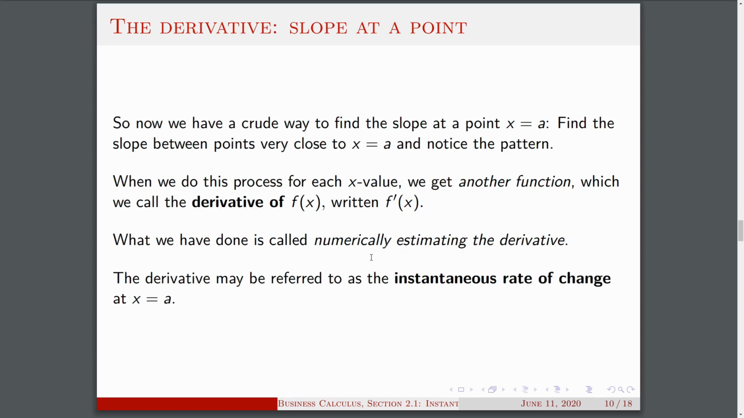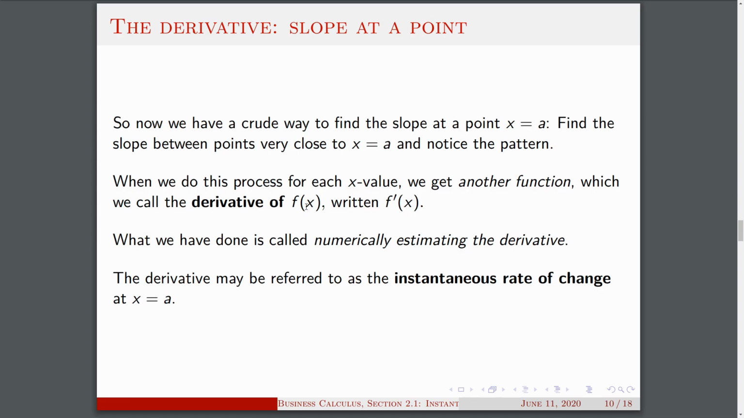So we have a way to do it. We've got our foot in the door. That's what we care about. It may not be the fastest way, but we have a way to do it. We find the slope between 2 points and we make them very close to each other. Now here's the thing. The subtle point is that when we do this process for each x value, what we get is another function.